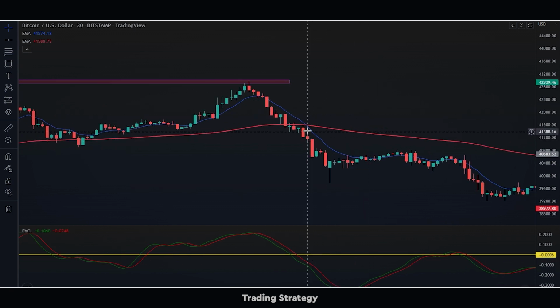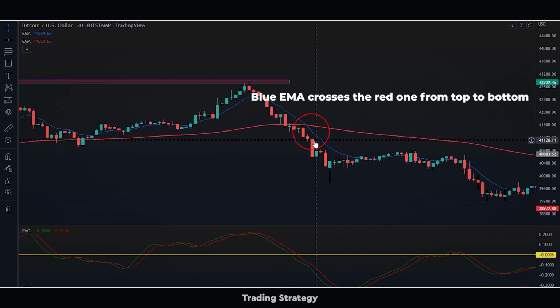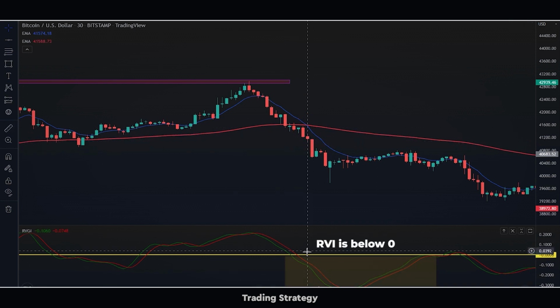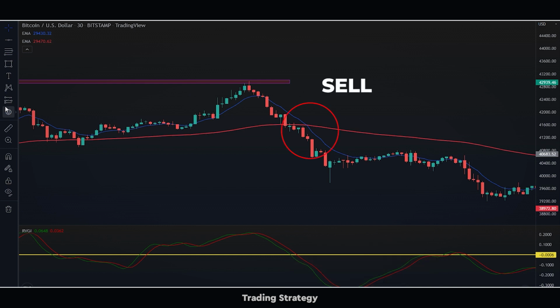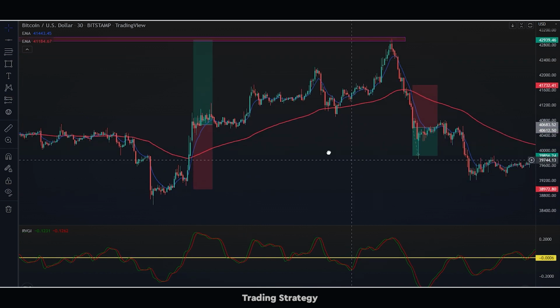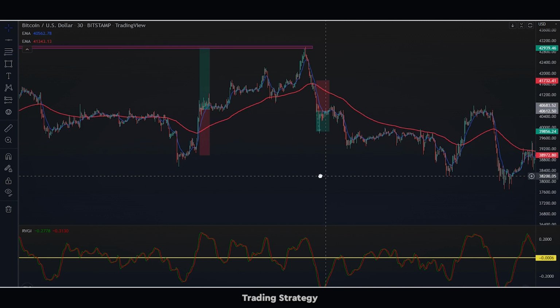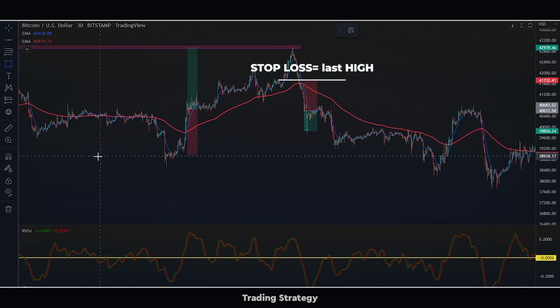In the case of wanting to carry out a sell operation, we will carry it out when the blue EMA crosses the red one from top to bottom, and also the RVI is below 0. We will put our stop loss above the last maximum and our take profit in the support and resistance zones with a minimum risk-benefit ratio of 1:1.